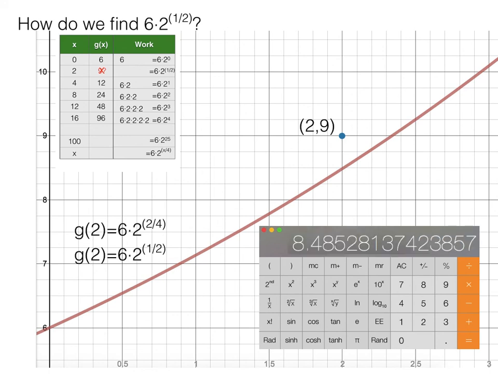Whoa, 8.485281374238857. Interesting. Didn't expect that to happen. So what we found was that g of 2 is approximately 8.49. I rounded. G of 2 is approximately 8.49. So this point here is 2, 8.485, and so on, that number that's in the calculator. So how did we get that? How does that make sense?